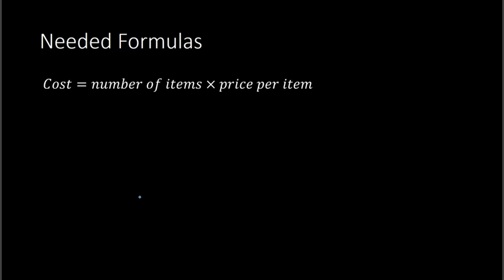For example, if you bought 8 shirts and each shirt is $10, the cost would be 8 times 10, or $80. The 8 is the number of items, and the 10 is the price per item. And you multiply together to get the cost.